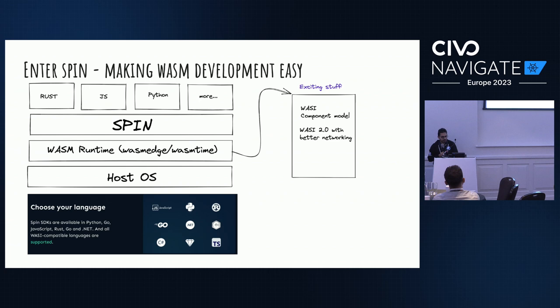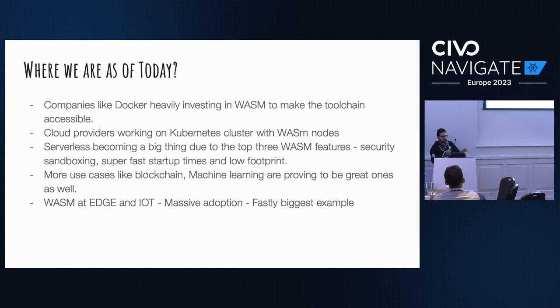Spin, I'll let Matt talk about more. But where we are as of today, a lot of companies are investing in WebAssembly, and cloud providers are working on Kubernetes clusters. We have some good announcements later today with respect to WebAssembly. WebAssembly is powering next-gen serverless because of the instantaneous startup times. Matt can touch more on that. And then more use cases: machine learning, Wasm at edge, massive adoption. So all in all, it's becoming a great support.